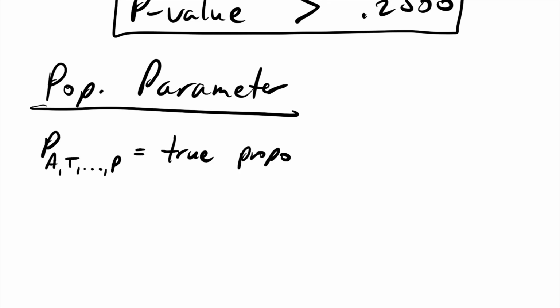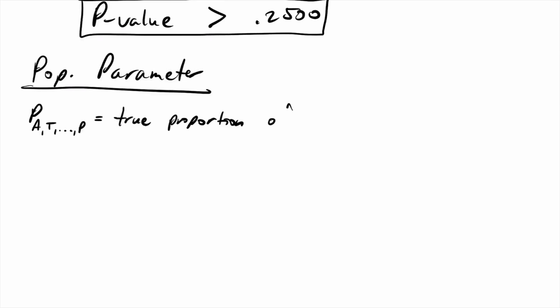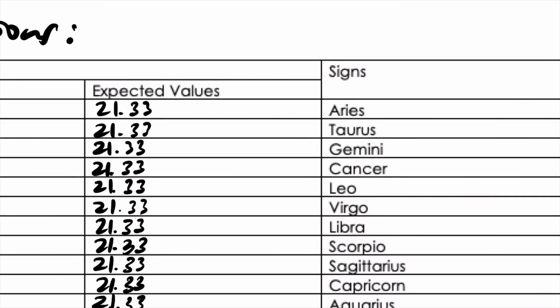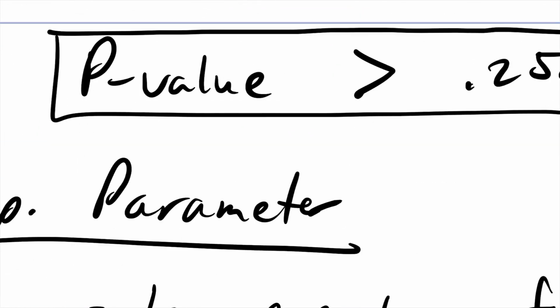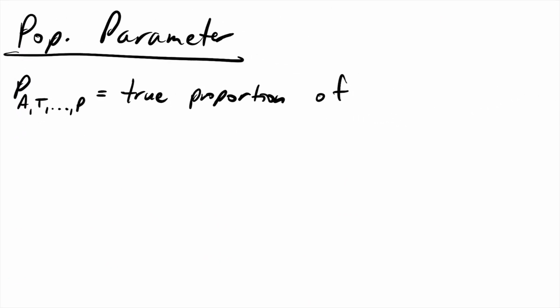True proportion of what? True proportion of, that's for one. Like if I was doing just for Aries, that would work. But I'm not doing it just for Aries. I'm doing everyone together. So what do I have to put? What word do I have to put in there to show that I'm doing everyone together in one swoop?